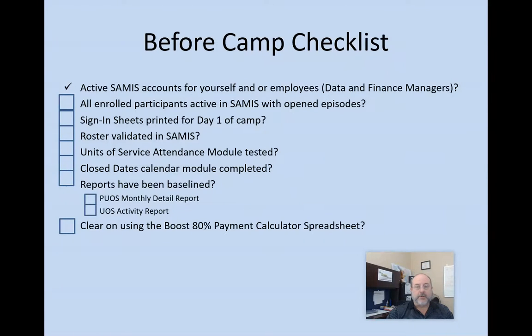If it's a new participant, a first-time camper in your program, and you don't find their name in your program page search, then that's when you would create the new participant demographic record and automatically give them a new episode date for this summer camp.